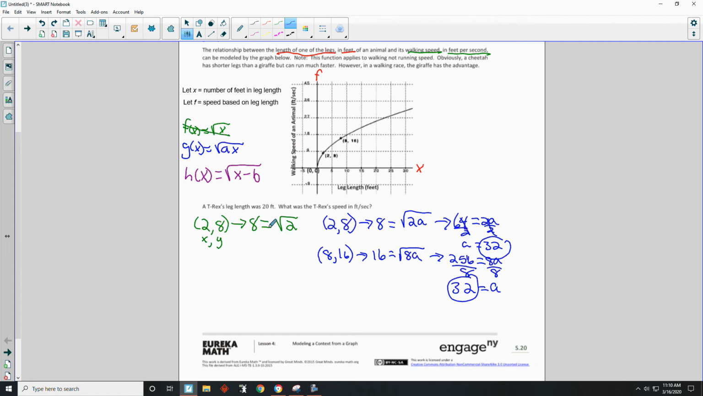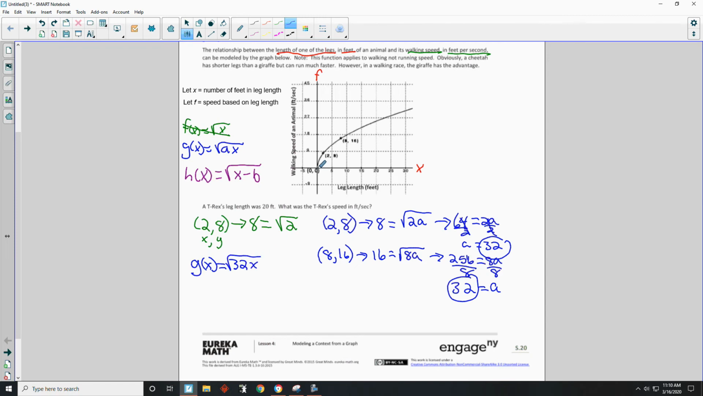So it looks like this is in the form of g of x equals the square root of ax. So now I know my a. So the function now I believe to be g of x equals the square root of 32x.